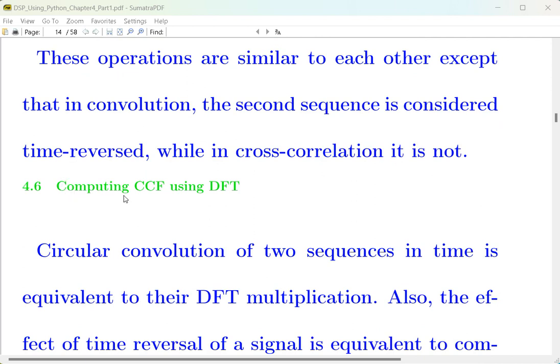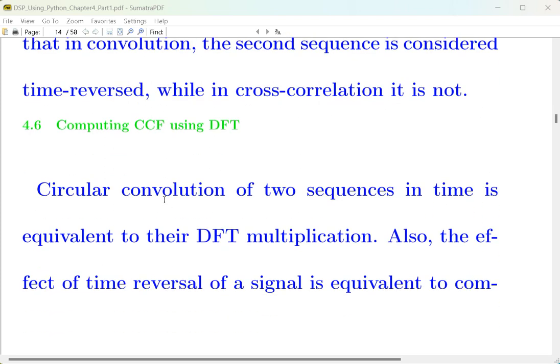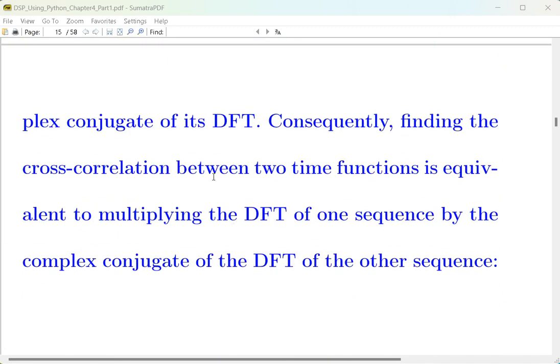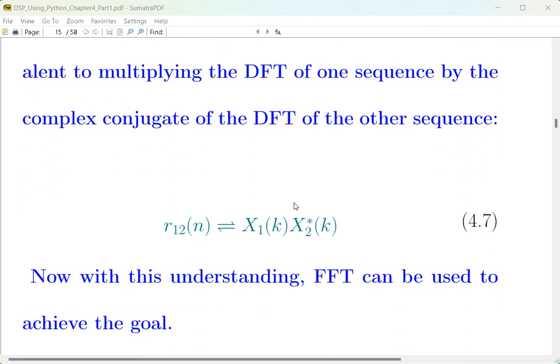So the next topic, computing CCF using DFT. Now, circular convolution of two sequences in time is equivalent to their DFT multiplication. Also, the effect of time reversal of a signal is equivalent to complex conjugate of its DFT. Consequently, finding the cross-correlation between two time functions or sequences is equivalent to multiplying the DFT of the first sequence by the complex conjugate of the DFT of the next one. That's the idea. Meaning that here you see a very important equation.